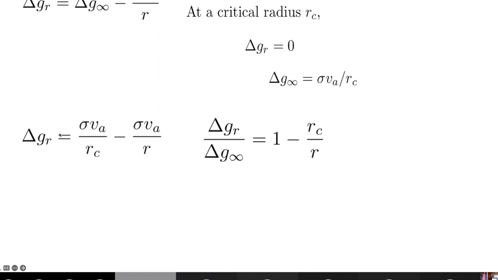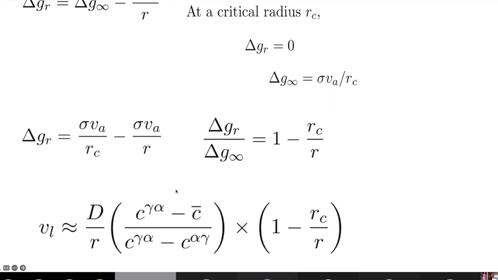So the effective driving force, if I substitute for delta G infinity over here, is given by this equation, which when I rearrange is 1 minus the critical tip radius at which growth rate goes to zero divided by the tip radius. So we can scale the original equation that we derived by this term, which means that we are reducing the driving force for growth according to the value of the tip radius relative to the critical radius.